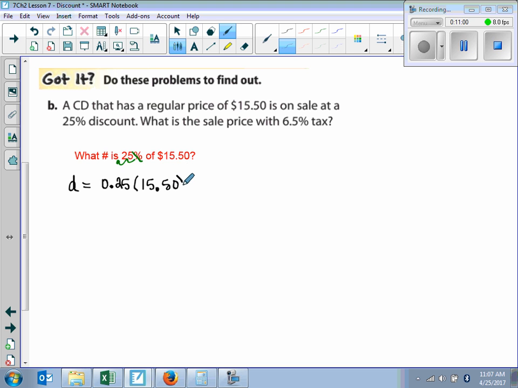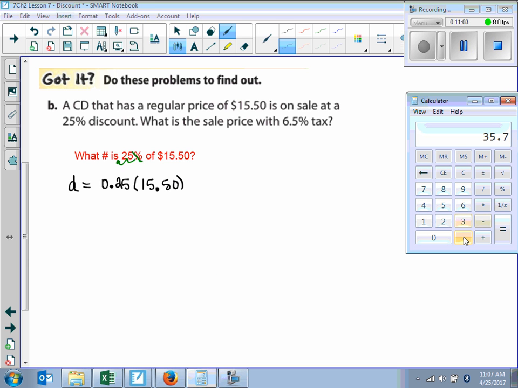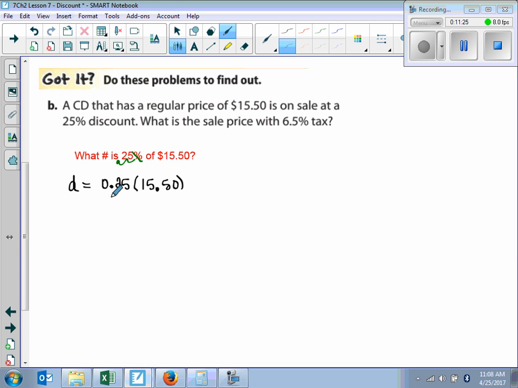Okay? So 25% times $15.50 gives us how much? $3.88. 88 cents. Very good, because we want to round to the nearest hundredth, right? So that's going to be $3.88 is your discount. So the discount is $3.88.